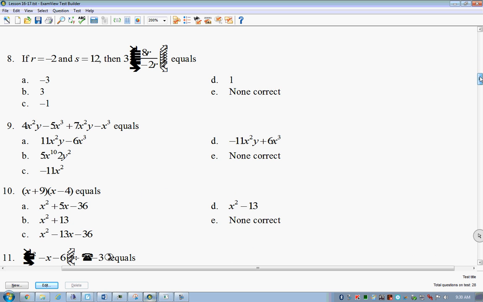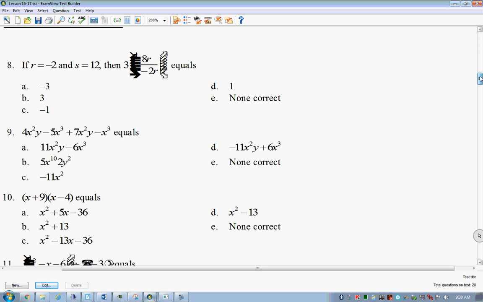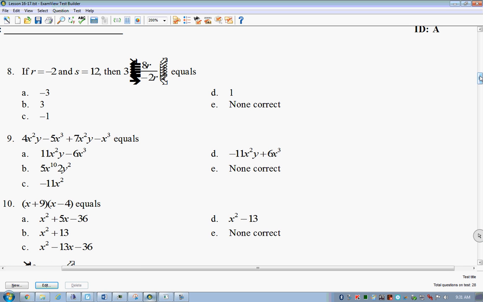Let's see. Let's try something. Oh my gosh, that's all messed up. All right, I can rewrite this though. Sometimes the computer goes crazy.